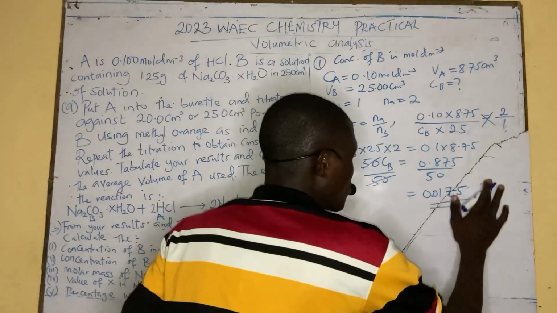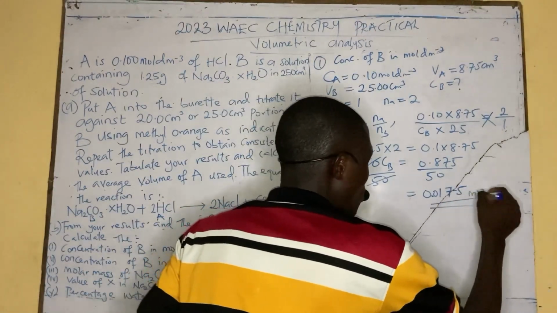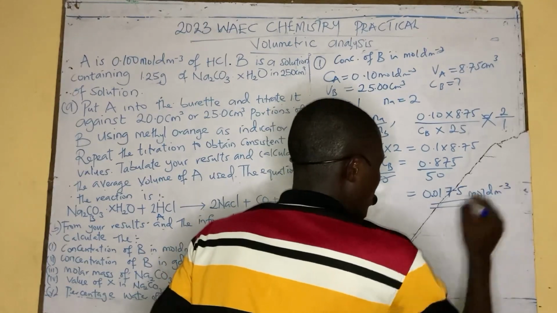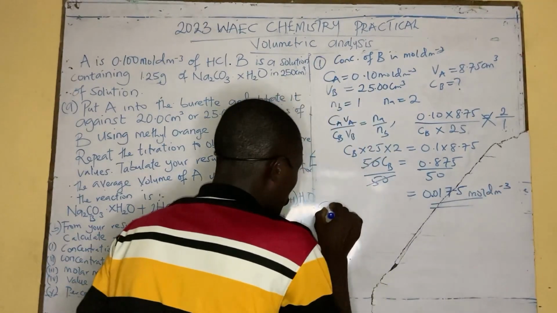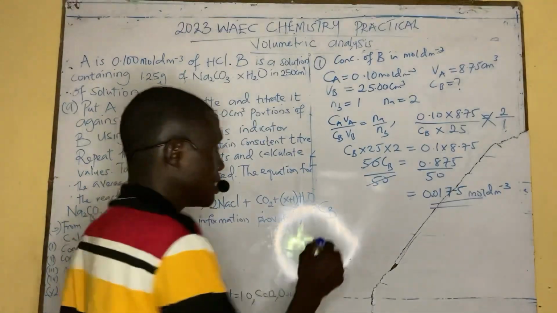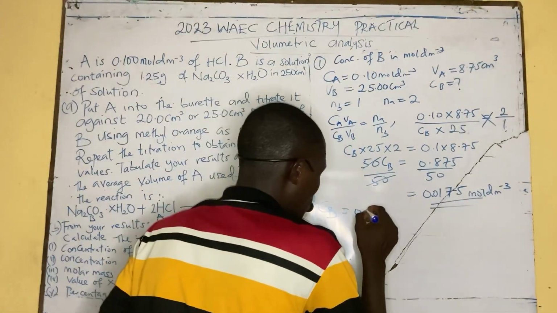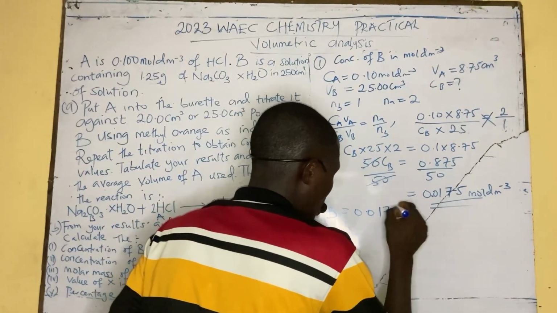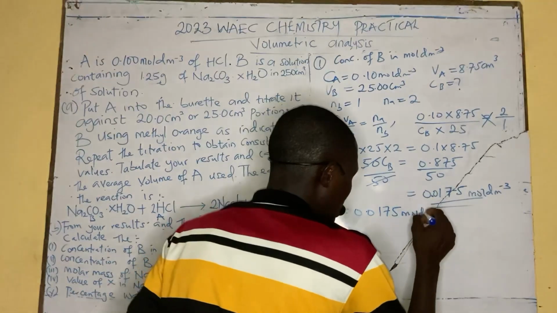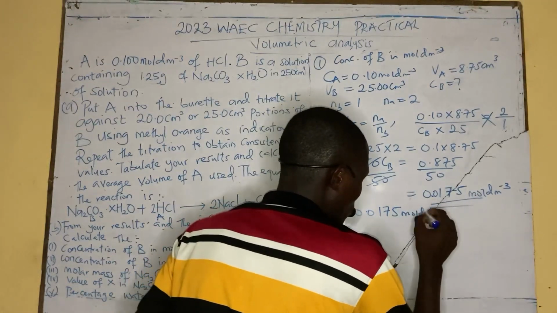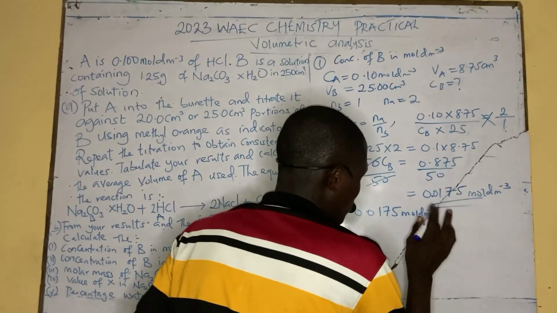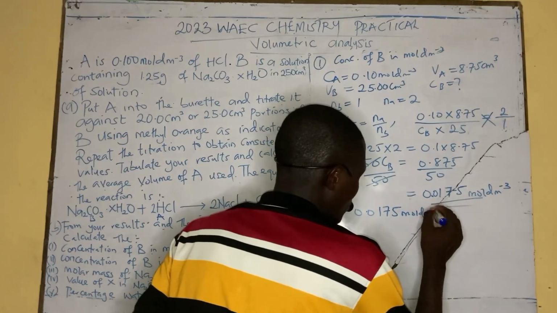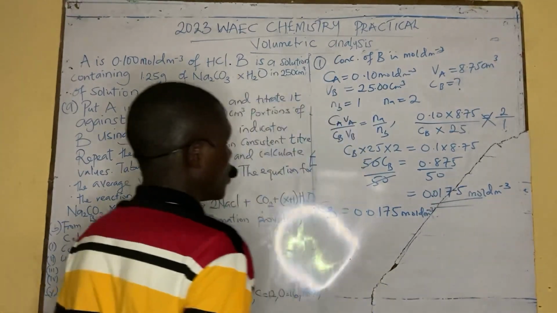It is not volume now. It is mole per dm cube. Let me write it very well. So your Cb, the concentration of B in mole per dm cube, is 0.0175 mole per dm cube. So that's that about that.